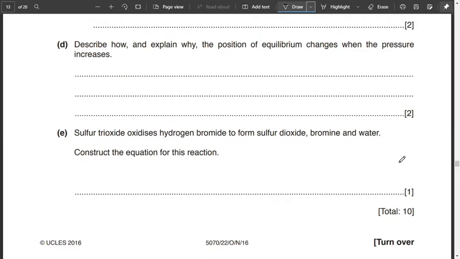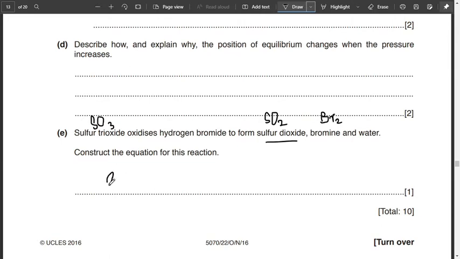Moving on to part E, sulfur trioxide oxidizes hydrogen bromide to form sulfur dioxide, which is SO2, and bromine, that is Br2, and water, which is H2O, everybody knows that. And sulfur trioxide is SO3, as it's also given in the question above. We can see the formula for sulfur trioxide.